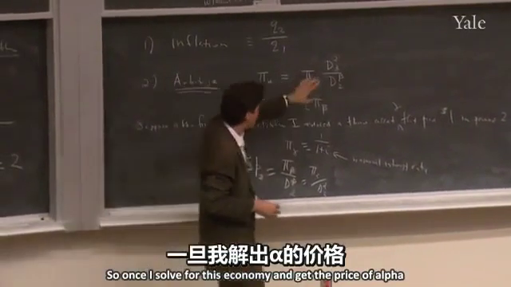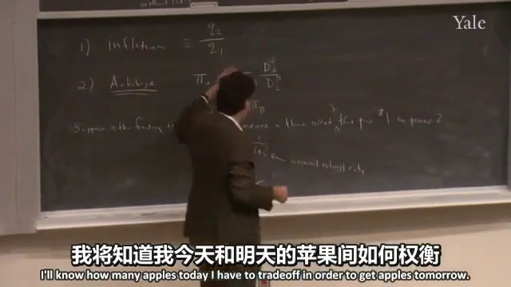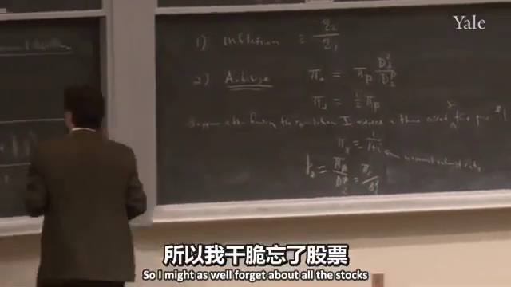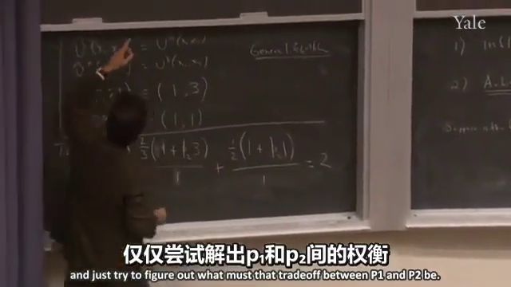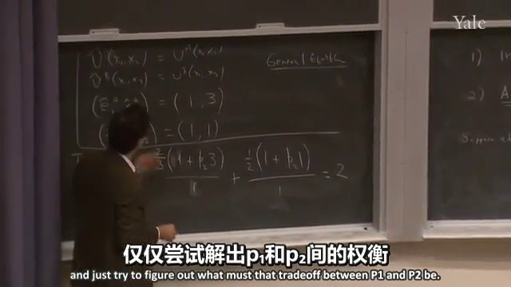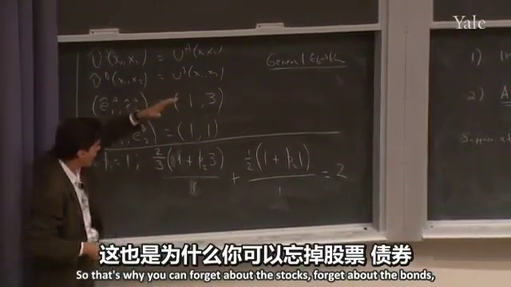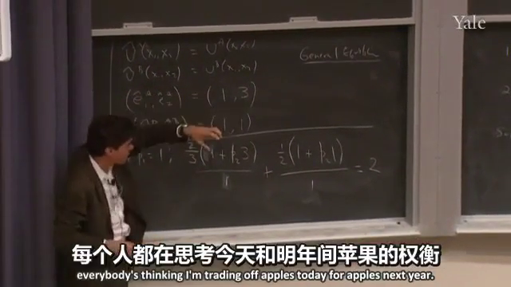So once I solve for this economy and get the price of alpha, I'll know how many apples today I have to trade off in order to get apples tomorrow. So I might as well forget about all the stocks and just try to figure out what must that trade-off between P1 and P2 be. Okay? So that's why you can forget about the stocks, forget about the bonds. Everybody's thinking, I'm trading off apples today for apples next year.